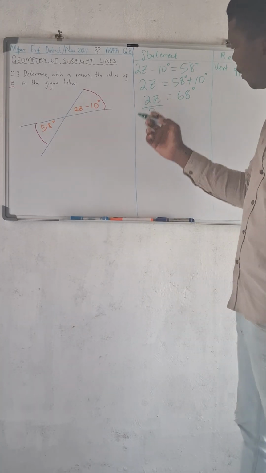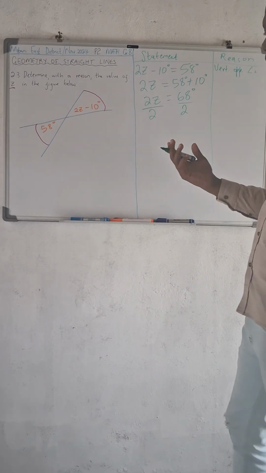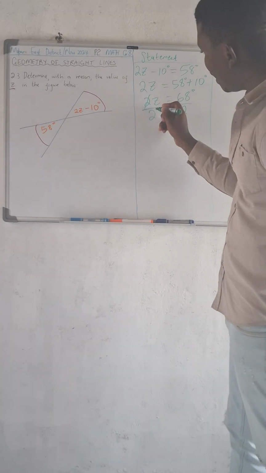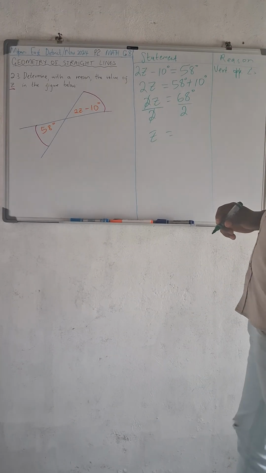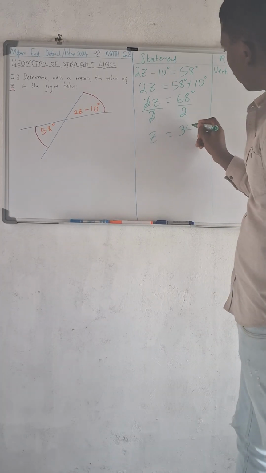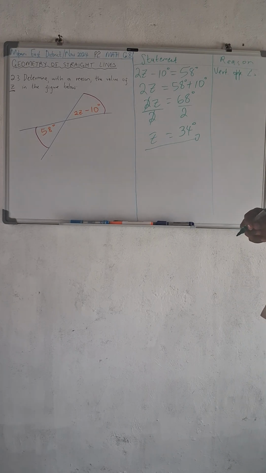But don't forget, whatever you do to the left must also be done to the right, so that our equation keeps on balancing. So this 2 will cancel this 2, then z is equal to, what is 68 divided by 2? It is 34 degrees. So our z is equal to 34 degrees.